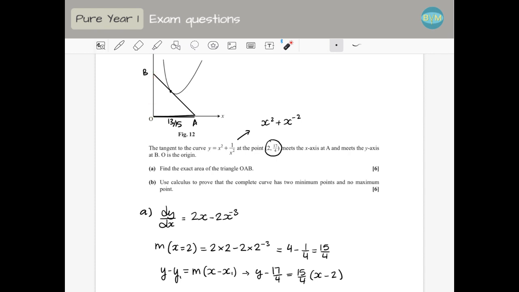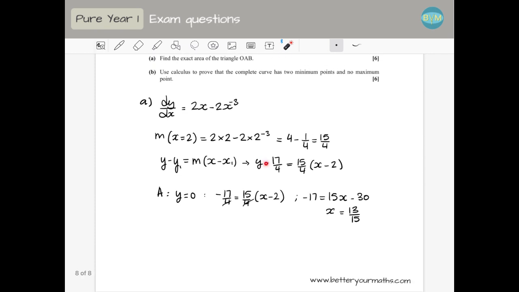So we are going to find the y-intercept of this line. We are going to find point B, just making x equals 0. So I have y minus 17 quarters, substituting x by 0, equal to 15 quarters times minus 2, which is minus 15 halves. And from here, y is going to be 17 quarters minus 15 halves, which is minus 13 quarters.